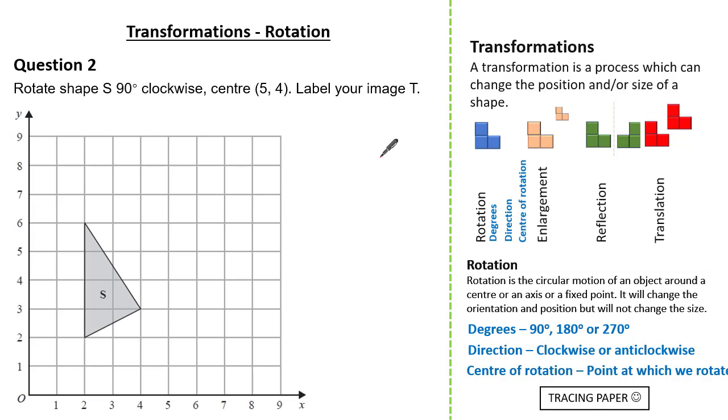So now let's have a look at question 2. Question 2 wants us to rotate shape S 90 degrees clockwise with the center 5, 4, labeling our new image T. See if you can give it a go and press pause if you need.